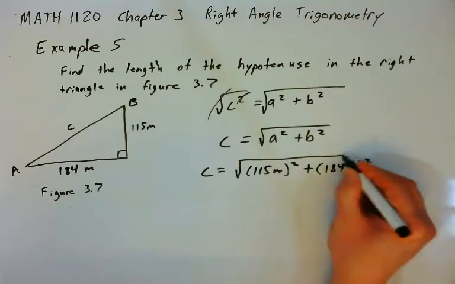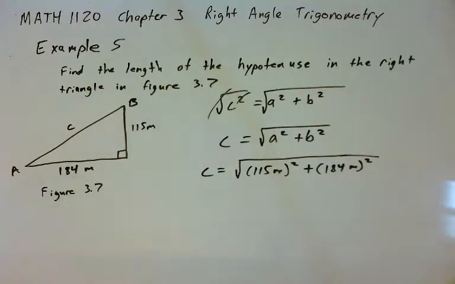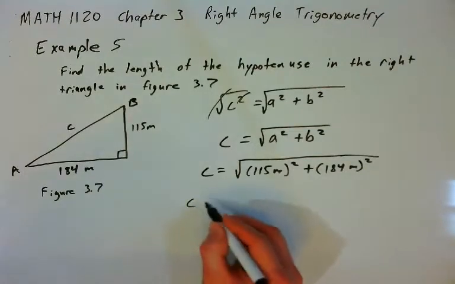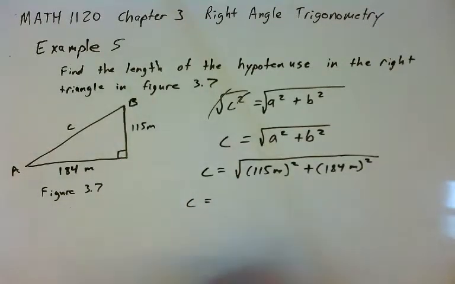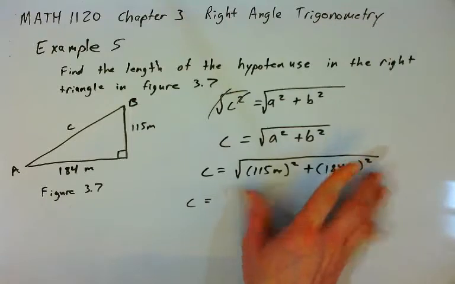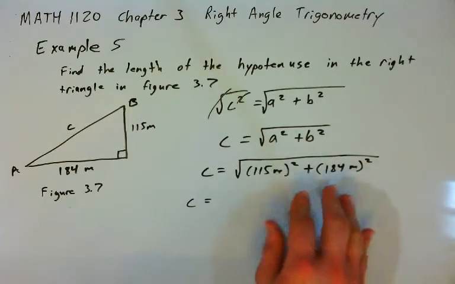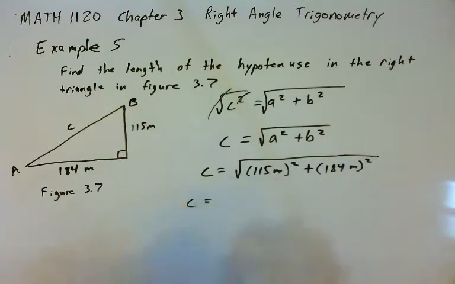meters squared. And so when you go to solve an equation like this, it's very important to follow the order of operations. Think of the square root as parentheses. We have to do everything inside the parentheses first, and then take the square root last.